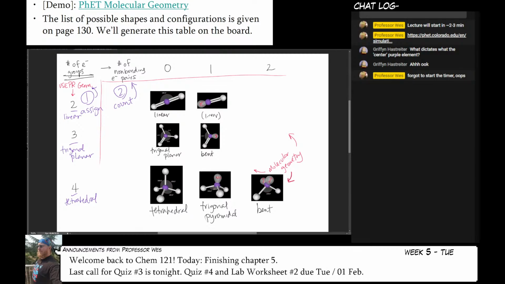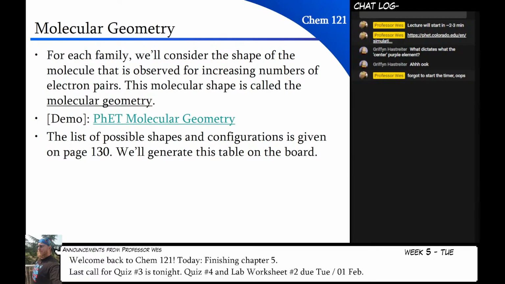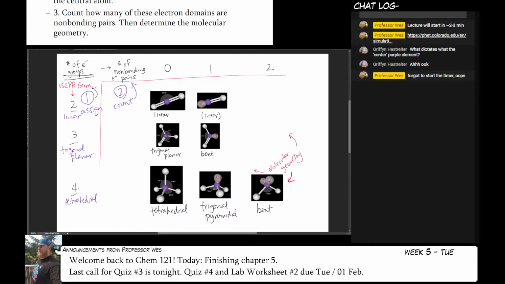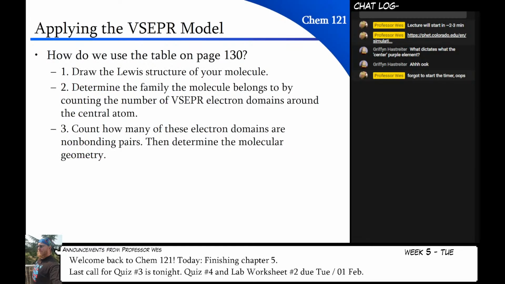So let's go back over to this screen. So we've generated this chart. And again, I told you how to use this chart already over here, where step 1, you assign a group for a VSEPR geometry. You count the number of electron groups for VSEPR geometry. And then you count the number of non-bonding pairs to determine the molecular geometry. Here on the slides, I've added a step 0 of sorts, which is draw the Lewis structure. You do have to do that.